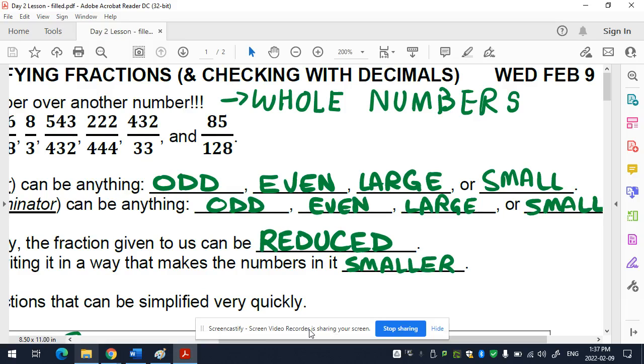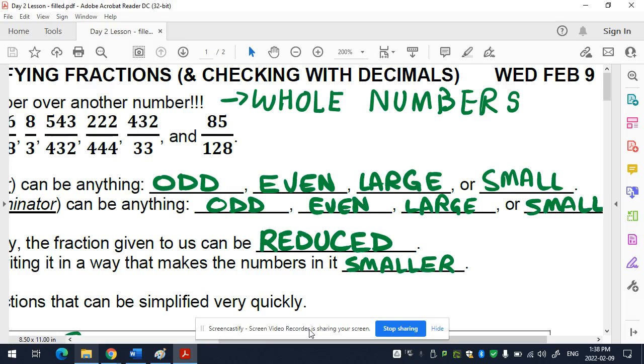Same thing with the denominator. I could give you an odd number down here, like 33 or 3. I could give you an even number down here, like 128 or 444 or 432. I could give you a large number, like 444 or 432 or 128. I could give you a small number, like 3 and 8 and so on. So the options are completely open.